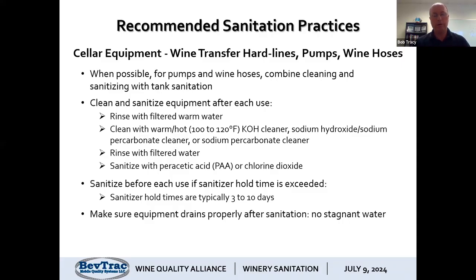And a very important thing, make sure your equipment drains properly after sanitation. You don't want any stagnant water in there. This is especially the case with hard lines and hoses, because if there's any sort of bend in the hose and water is just sitting in there, you'll eventually develop contamination inside there. So make sure everything's drained well.